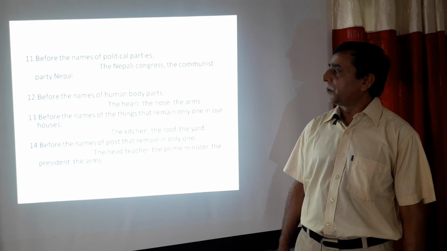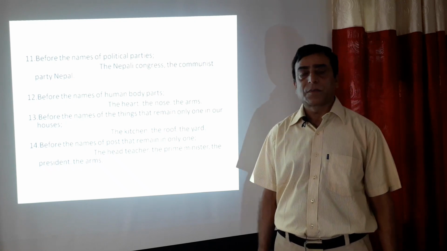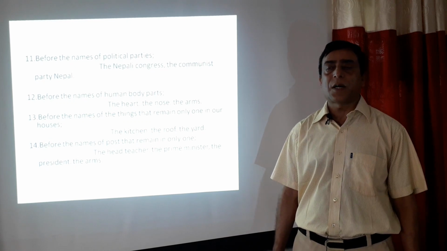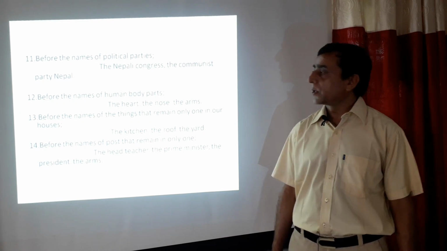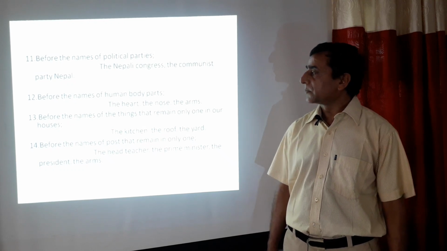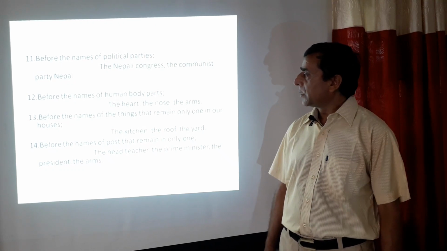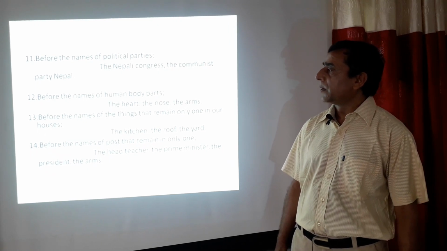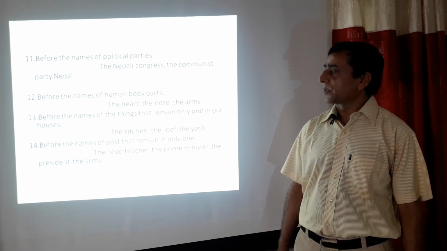Next, before the names of human body parts, when we are talking about separate human body parts, before them we use the article. For example, the heart, the nose, the arms. These are examples of names of human body parts.